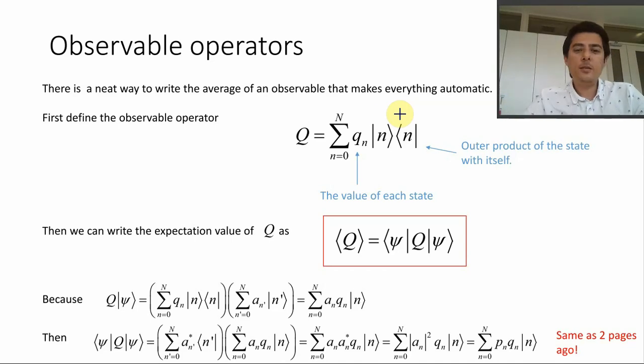All right. So another way we can actually calculate observables is by constructing this observable operator, right?